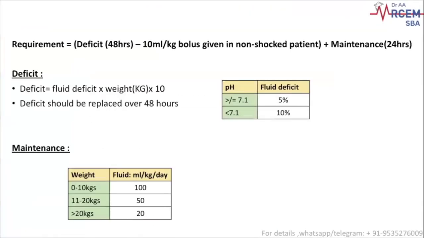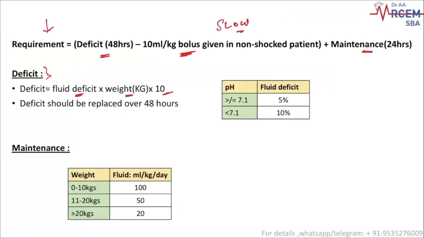Calculation of the fluid, I'll be explaining now. What is the requirement? Requirement is deficit minus the 10 ml per kg bolus given in a non-shock patient. That is the slow bolus that you have given. Only that you are subtracting. If you gave this bolus in a shock patient over 15 minutes, then that one you are not subtracting. You subtract only if it was given in a non-shock patient, plus the maintenance. First, let us calculate the deficit. Deficit is fluid deficit percentage into the kgs, that is the body weight, into 10.